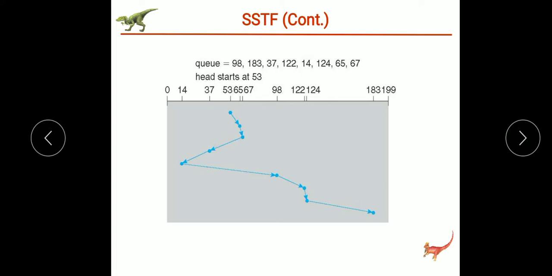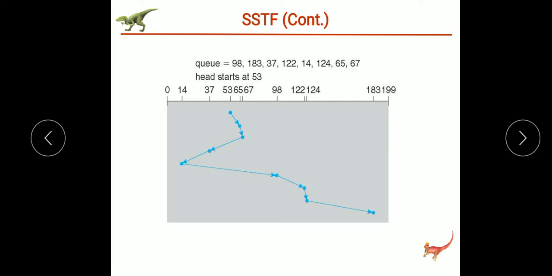In this case the total head movement changes from 640 to 236 cylinders. So it is almost one third of the distance needed for the FCFS scheduling algorithm. We have reduced the distance by almost two thirds.